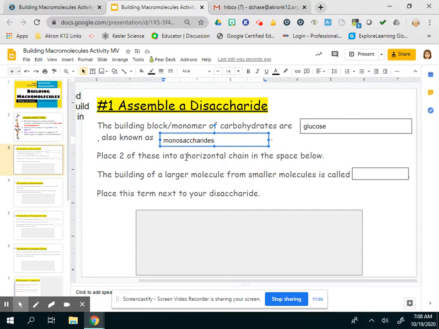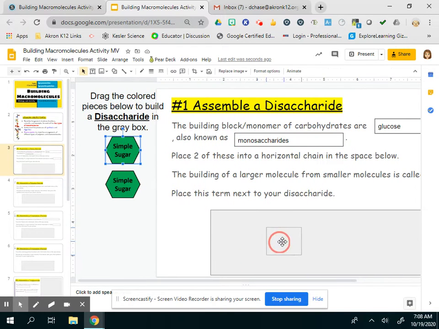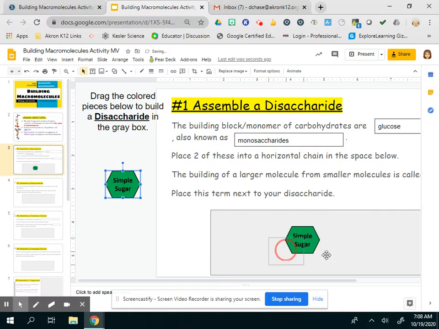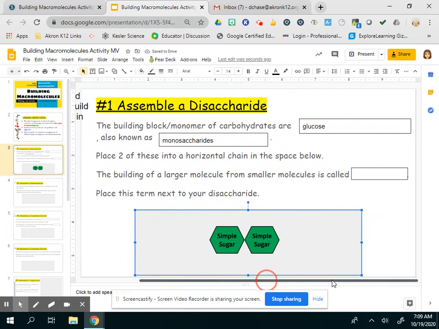So we're going to put 2 of these monosaccharides into a horizontal chain in the space below. So what we're going to do is we're going to take that simple sugar and that simple sugar, and we're going to put them right next to each other so they're bonded. Okay, and that's how we're going to create our larger molecule.